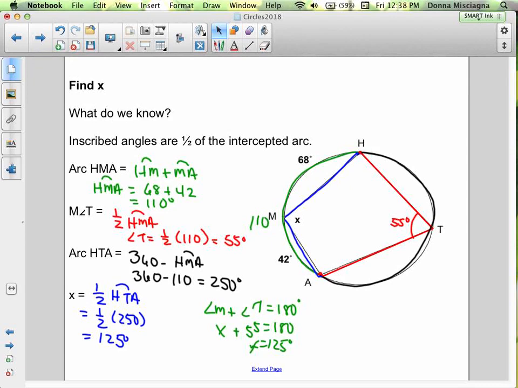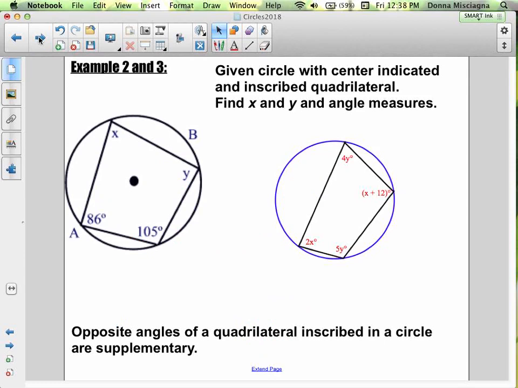Right, so here we worked with an inscribed quadrilateral. We're going to do two more problems working with an inscribed quadrilateral. And these are both in your notes. All right, so given circle with indicated center and inscribed quadrilateral, find X and Y and the angle measures.